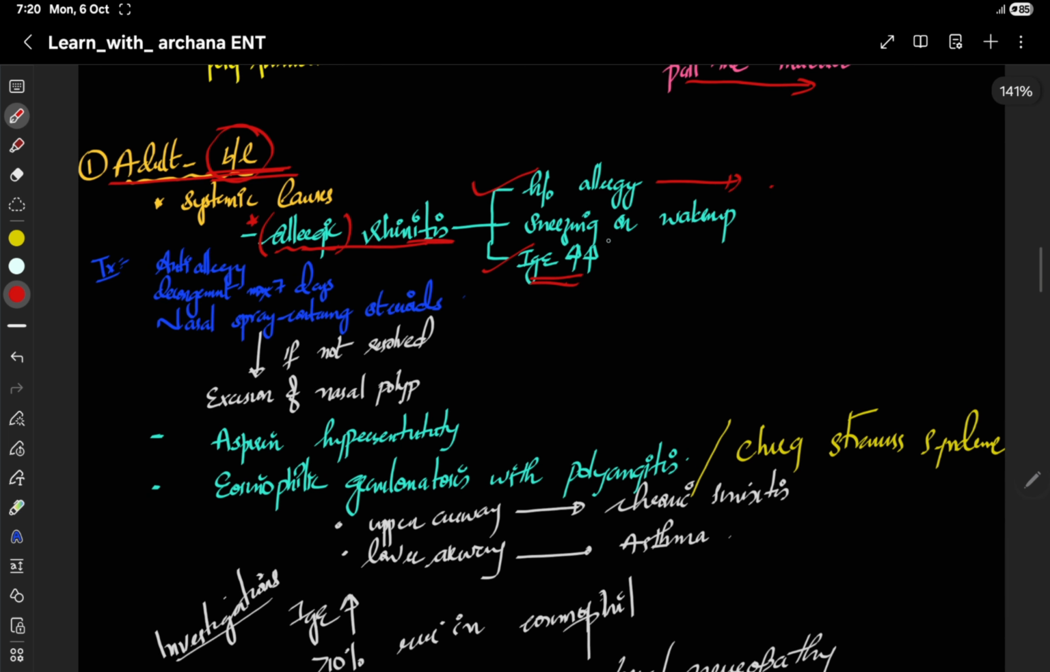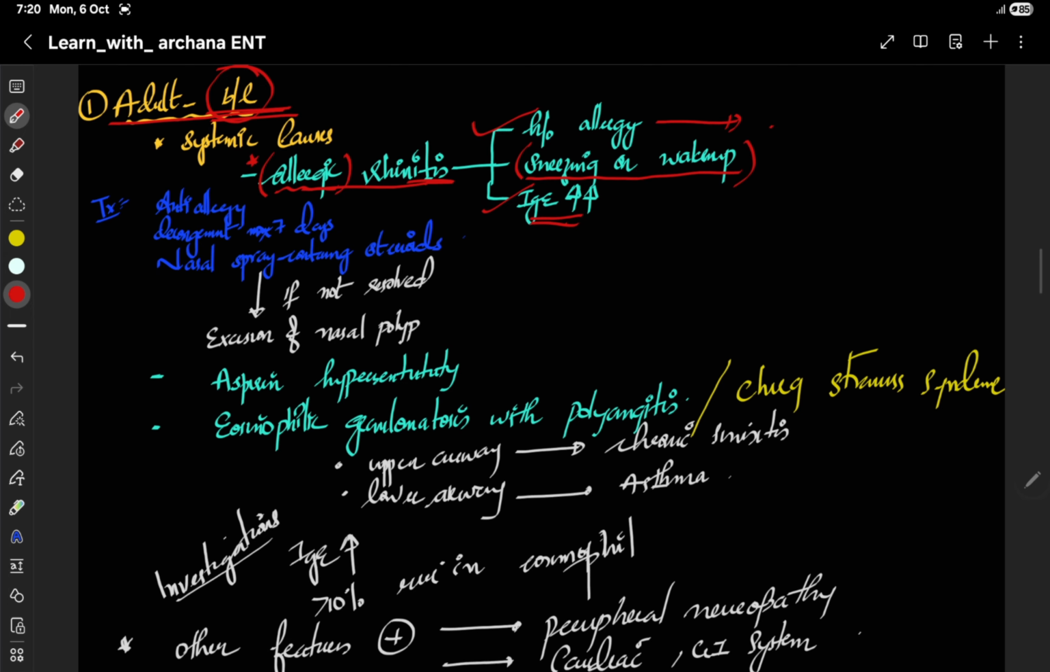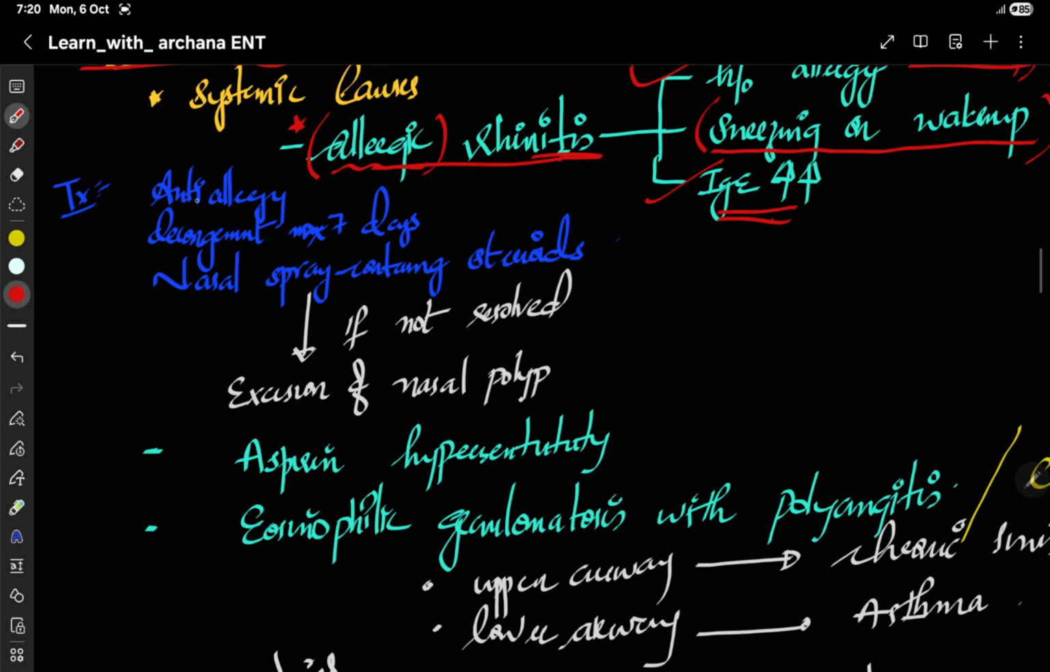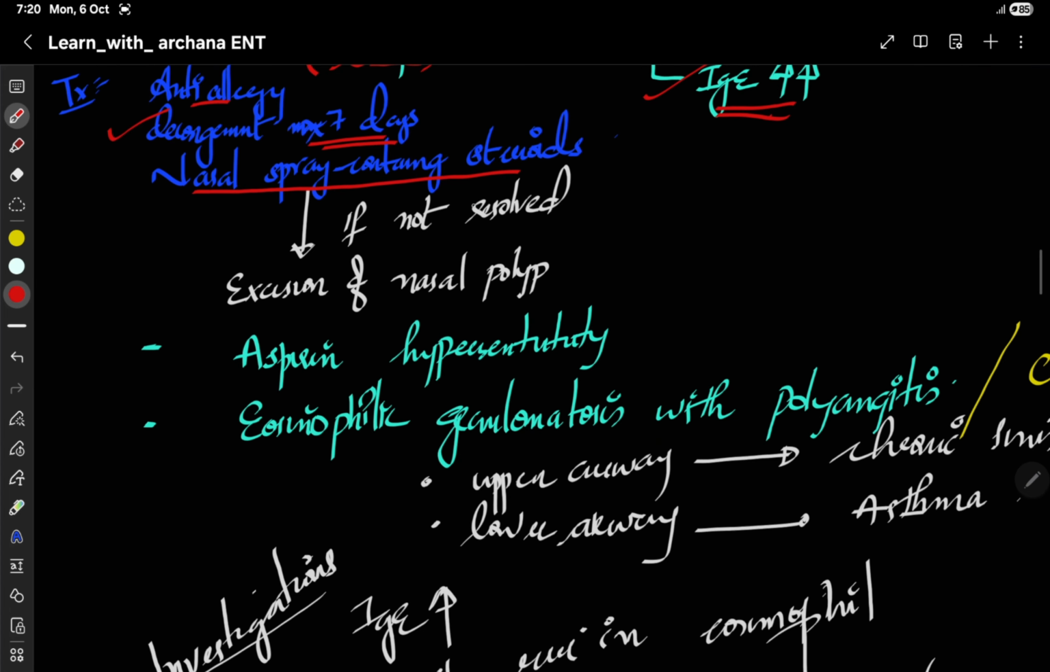And what is the most common presentation? Patient will have sneezing on waking up. Okay. Then, so the patient has allergic rhinitis. What will be the treatment? Give anti-allergens. Okay. Then we can give decongestant for around 7 days, maximum up to 7 days. This will reduce the edema and all. We have nasal spray containing steroids. It will reduce the edema, infection, etc. And if this doesn't resolve, what will we have to do? We have to excise the nasal polyp.